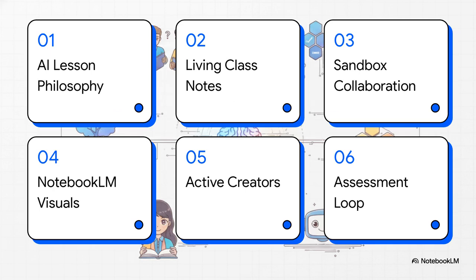Here's our roadmap for this explainer. 1. Philosophy of AI lesson design. 2. First step, living class notes. 3. Sandbox, collaboration without free riders. 4. Notebook LM, philosophically driven visualization. 5. From consumer to active creator. And 6. Perfect loop, assessment and reflection.